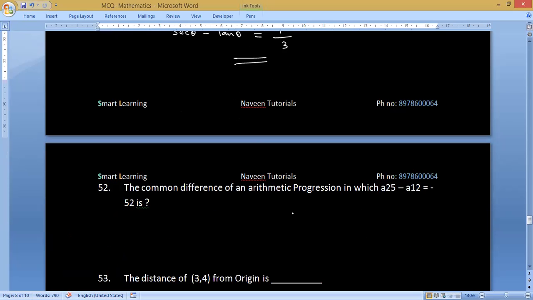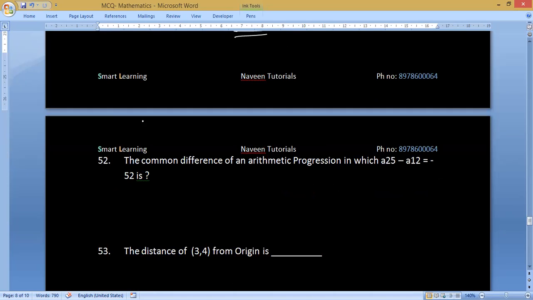Cross multiplying, secant theta minus tan theta is equal to 1 by 3. So the next question: the common difference of an arithmetic progression, whose 25th term minus 12th term is minus 52. So you have to find the common difference.